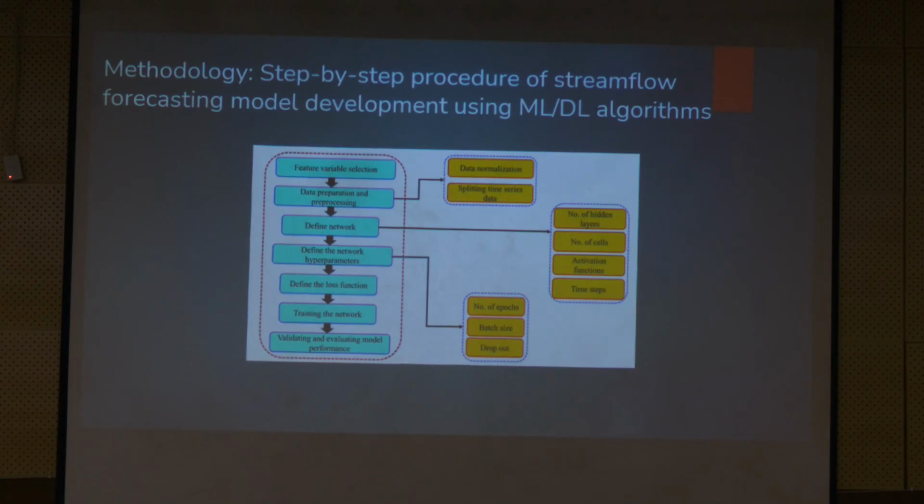So, we spend a lot of time preparing and pre-processing the data, and again splitting the time series data. I think we used an 80-20 kind of split, training and validation or testing. Then defining the network, like how many hidden layers, cells, activation functions and time steps, and then defining the hyperparameters: number of epochs, batch size and dropouts. These are machine learning algorithm syntax. You can easily get the basics by reading the available literature on those.